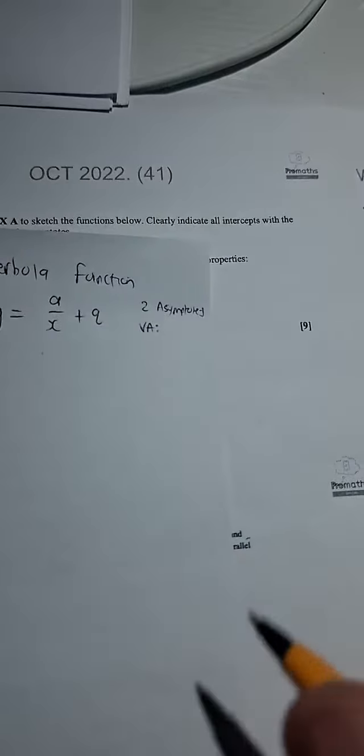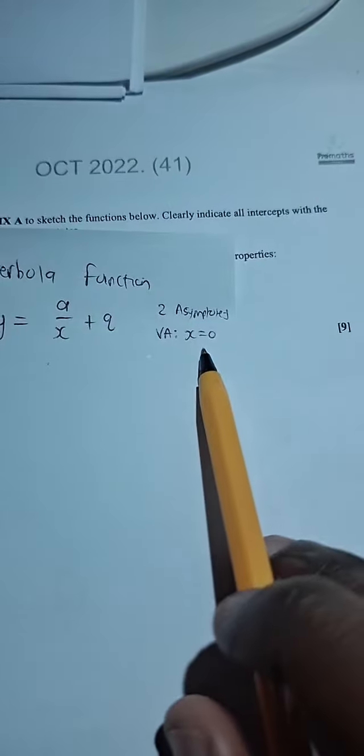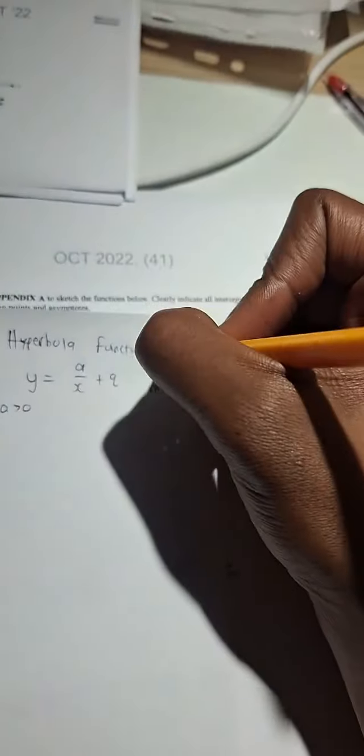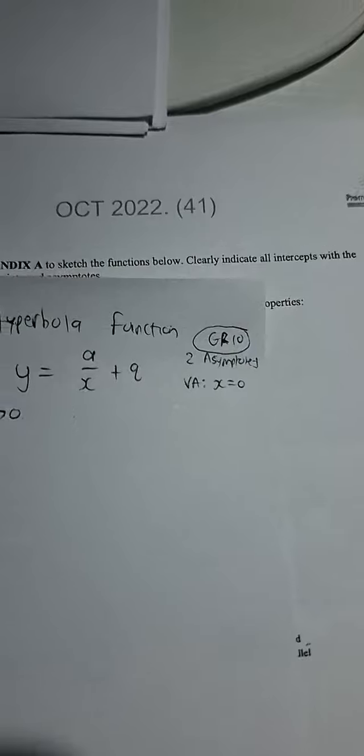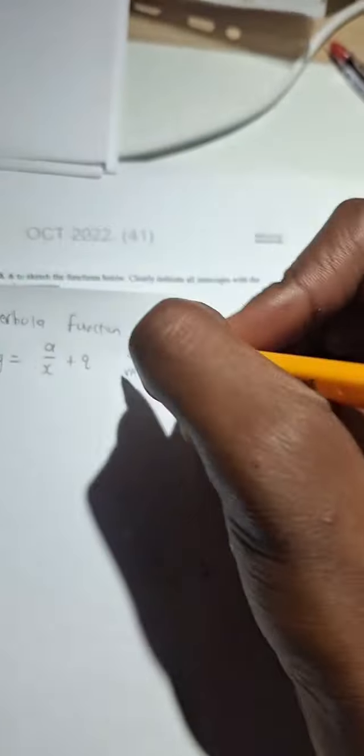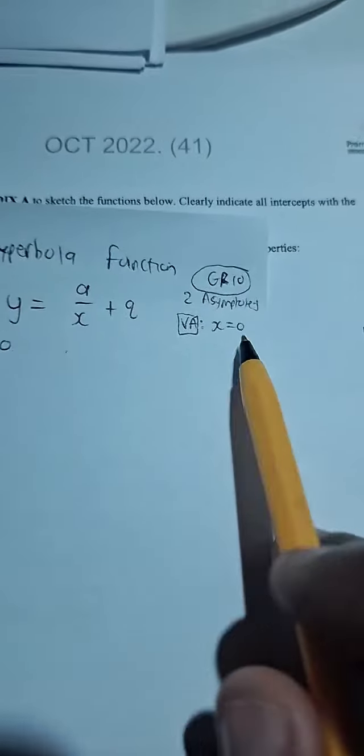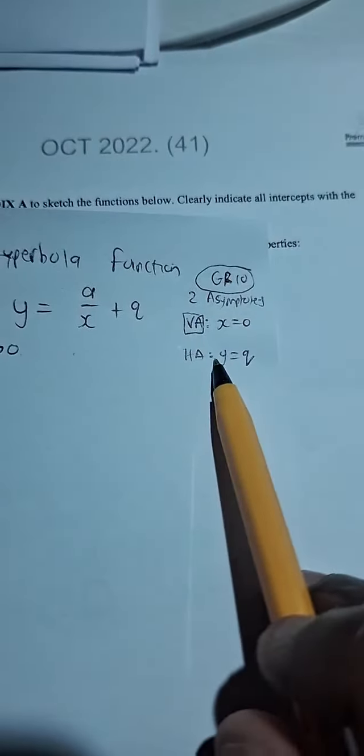Okay, there is a vertical asymptote. That is, in grade 10, the vertical asymptote is always given by the equation x is equal to 0. In grade 10, I need to be very specific here, if you are doing CAPS, the vertical asymptote for our hyperbola function is given by x is equal to 0. The horizontal asymptote is given by the equation y is equal to q.